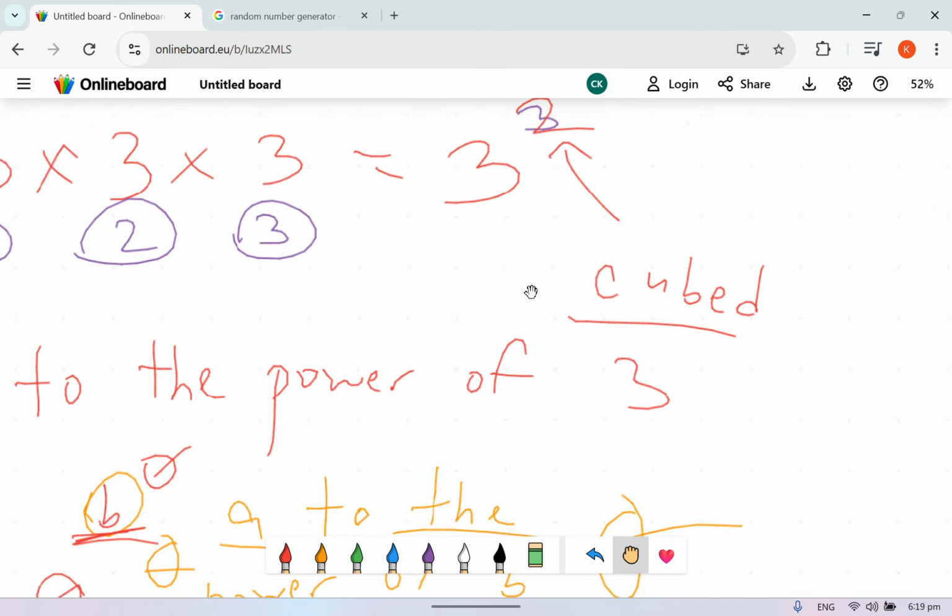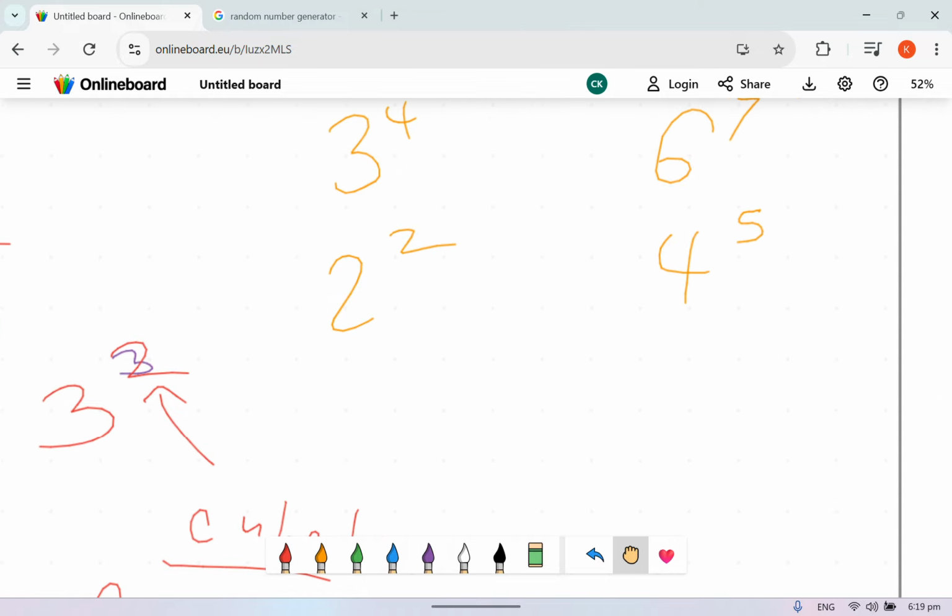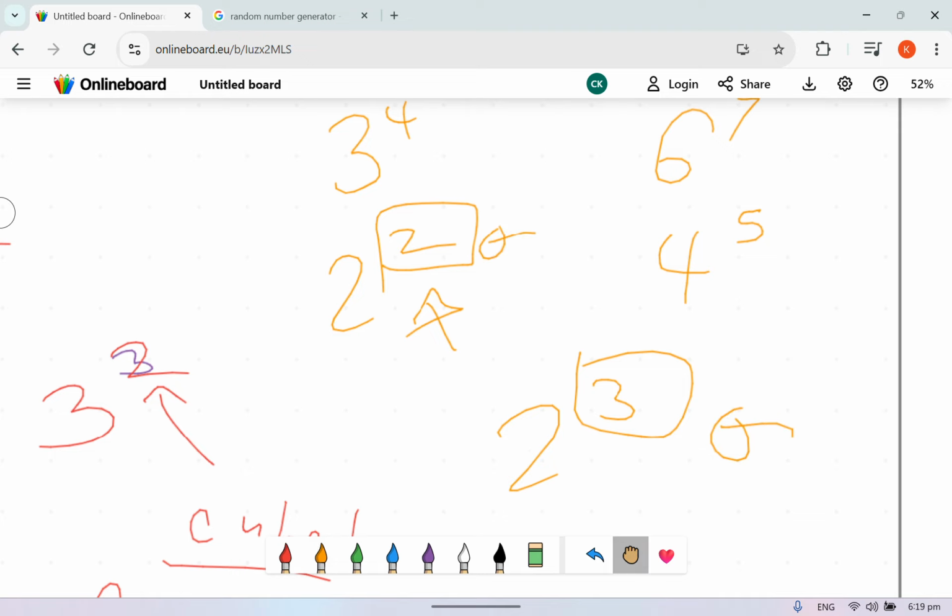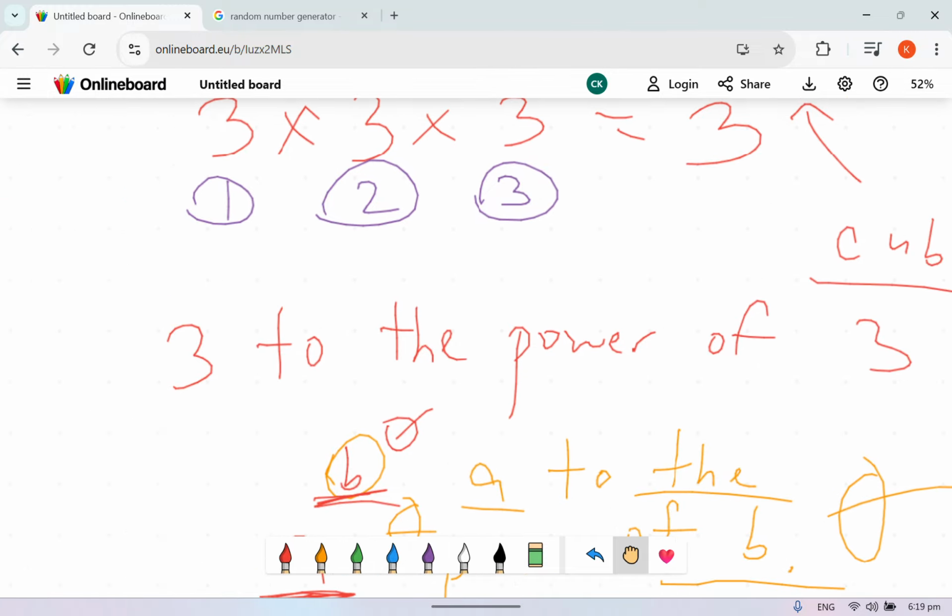But as I said, you can also express this as 2 squared. Because I told you if there's a 2 over here or a 3, it's a special case. This is squared, this is cubed. But of course you can also call it 2 to the power of 2. So you get my point?